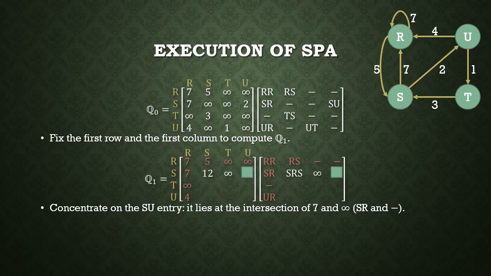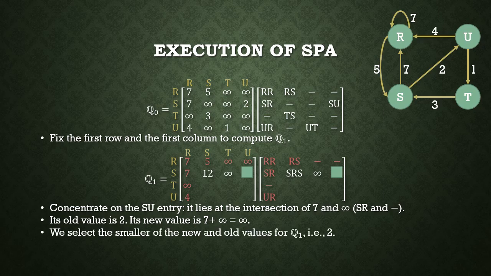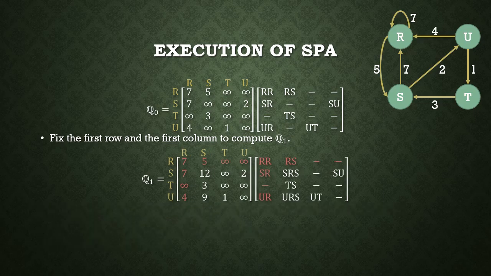Now concentrate on the SU entry. It lies at the intersection of 7 and infinity. Its old value is 2. Its new value is 7 plus infinity, which is infinity. We select the smaller of the new and old values for Q1. So we select 2. And since this is the older value, the old path is left as it is. In this way, I have completed the row of S. Now I will walk you through the other entries.